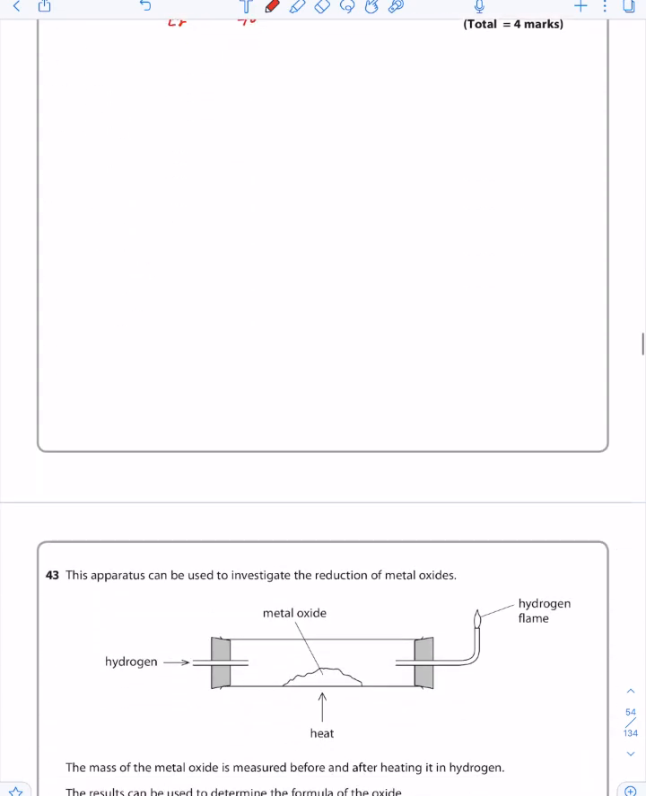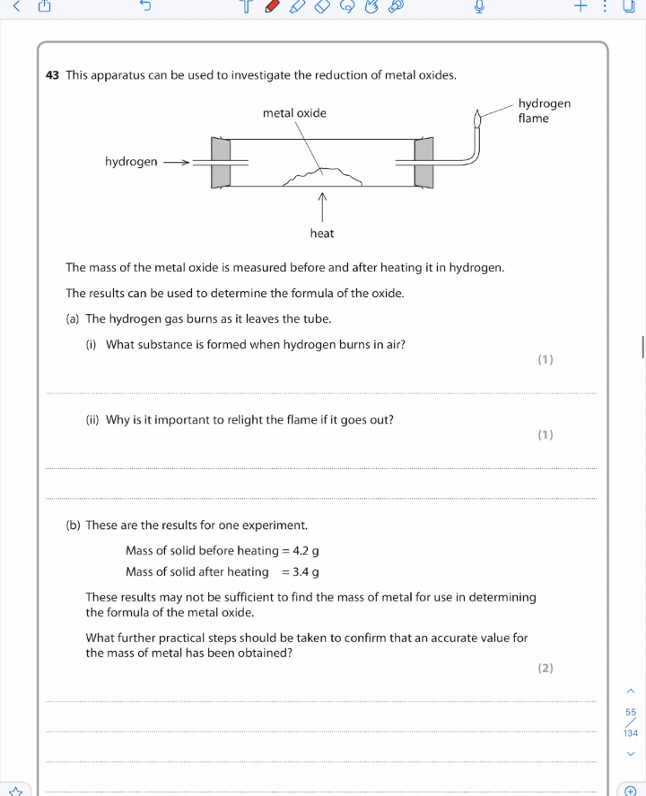That is question 42. Question 43. This apparatus can be used to investigate the reduction of metal oxides. The mass of metal oxide is measured before and after heating it in hydrogen. Results can be used to determine the formula of the oxide.